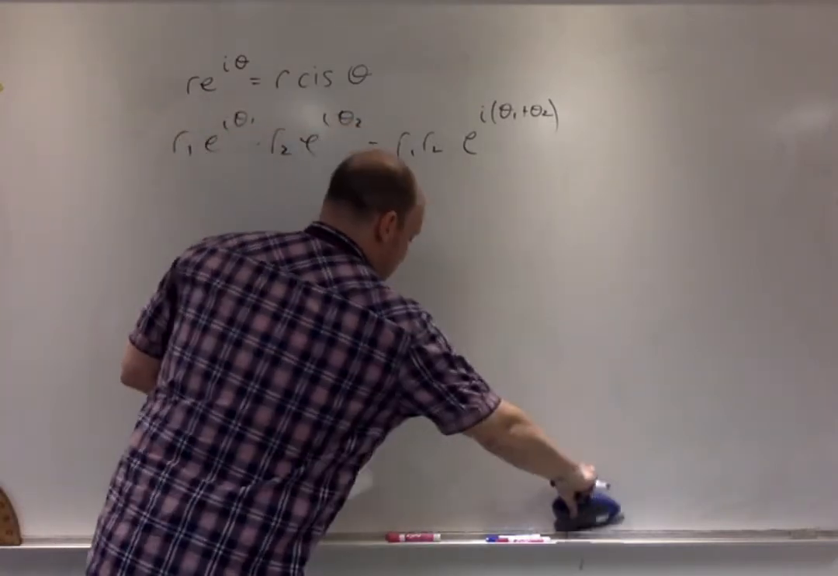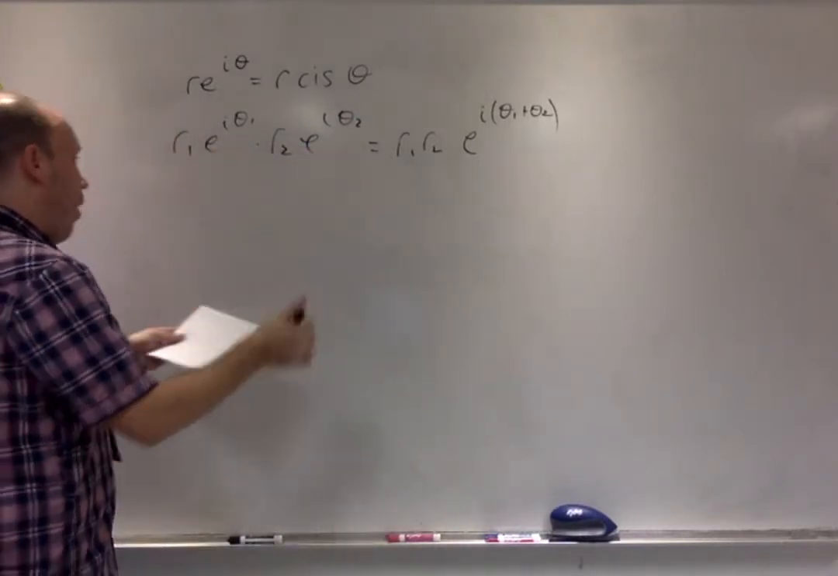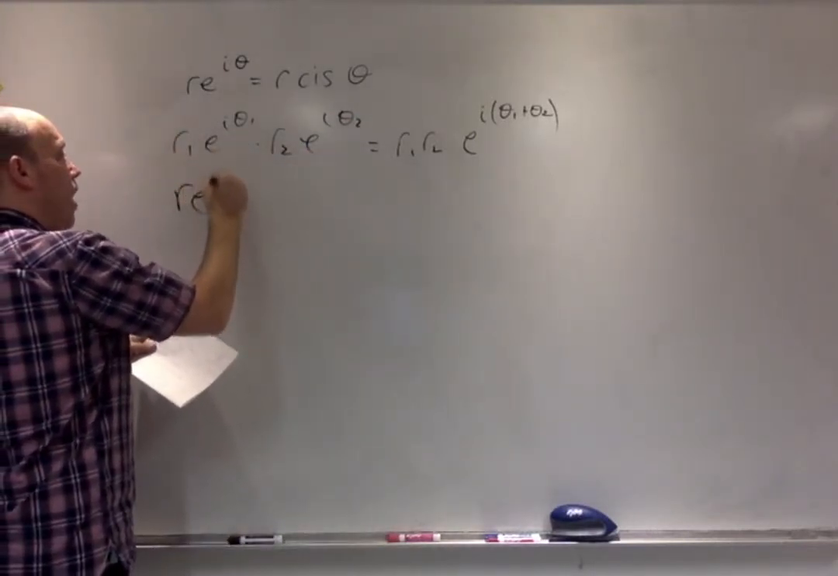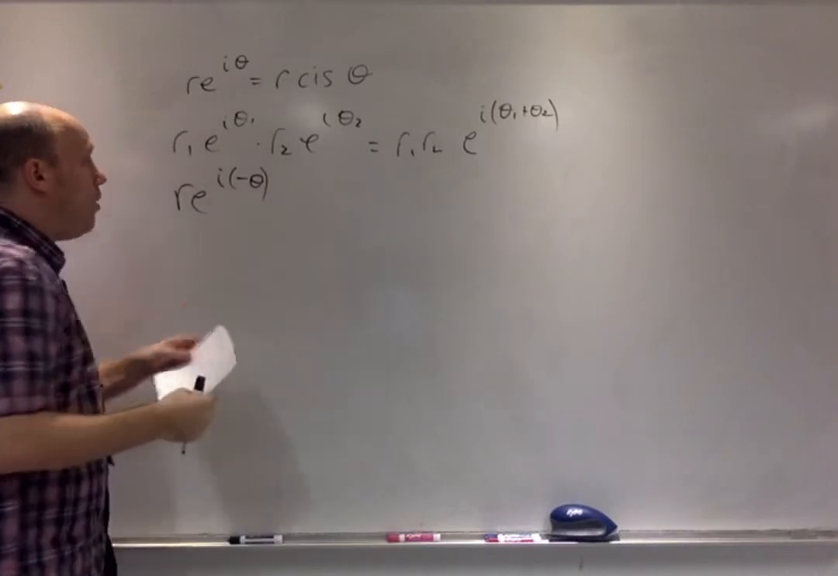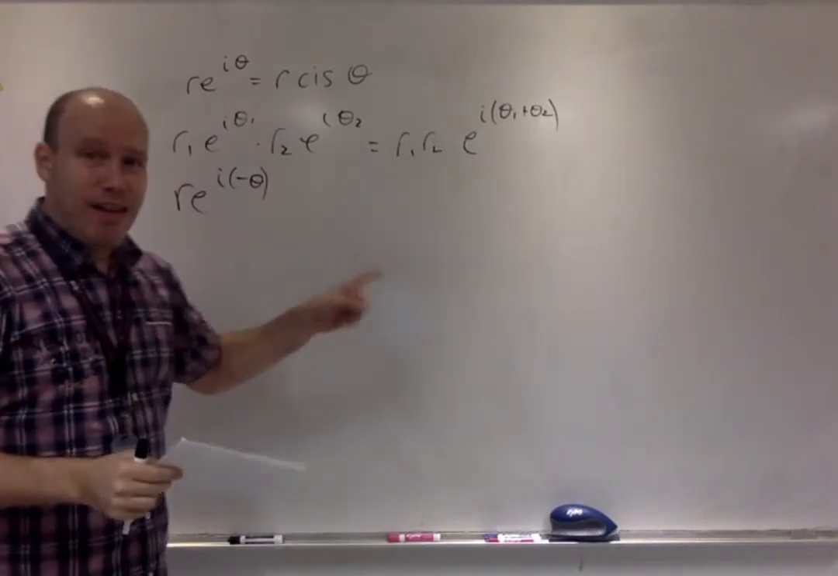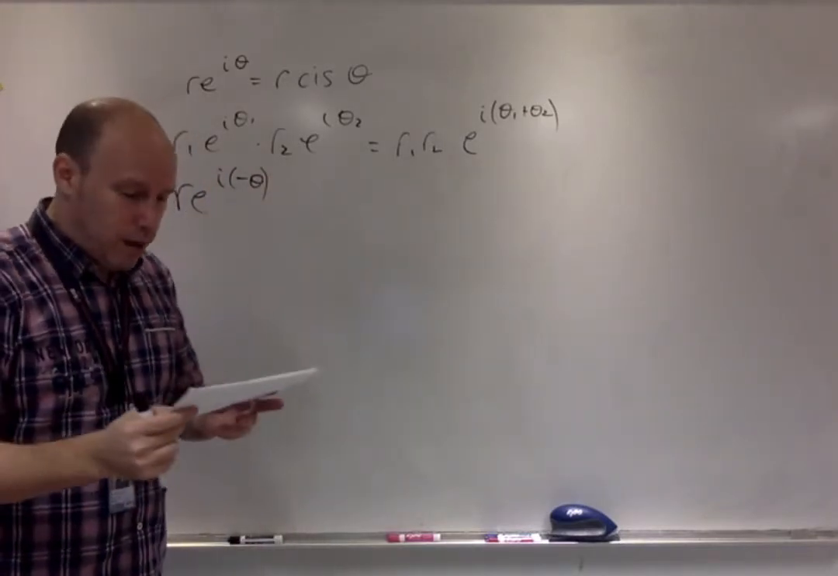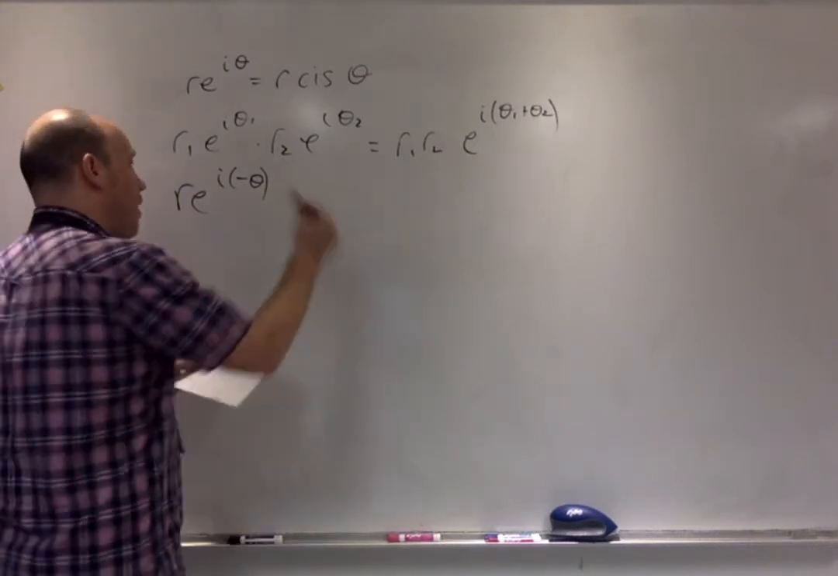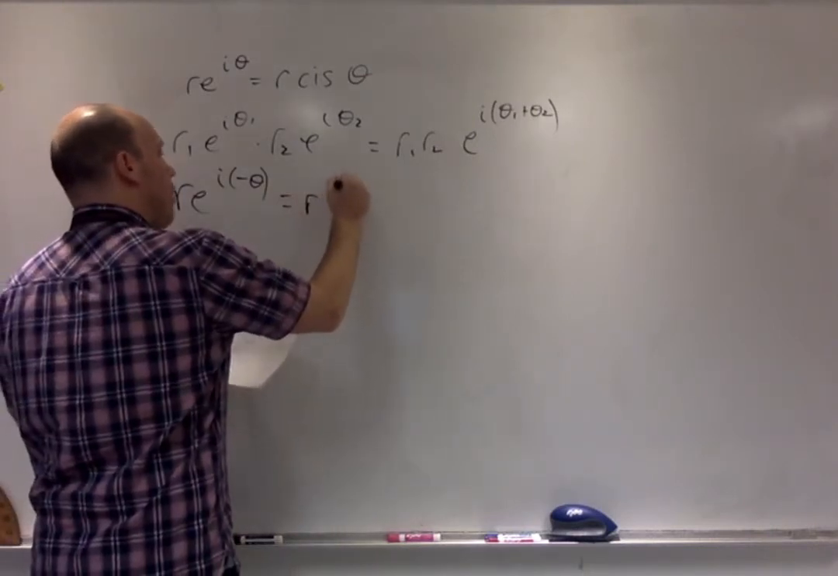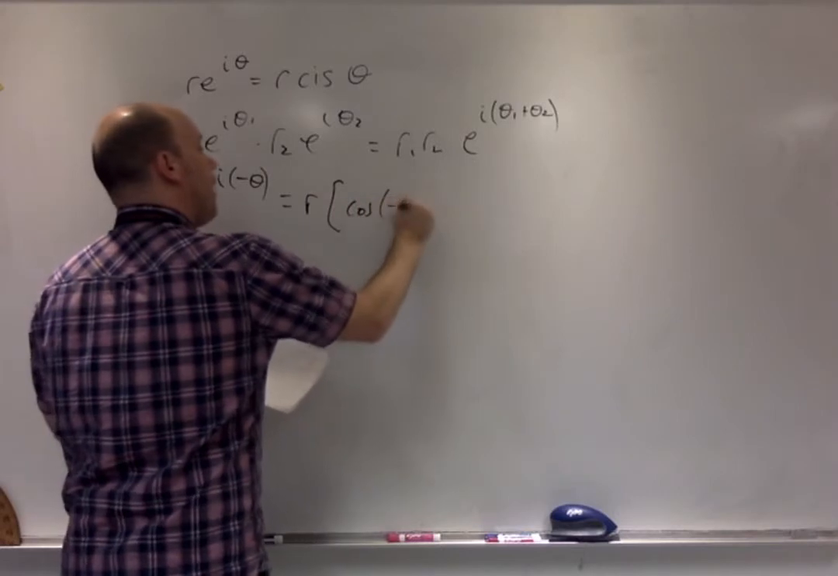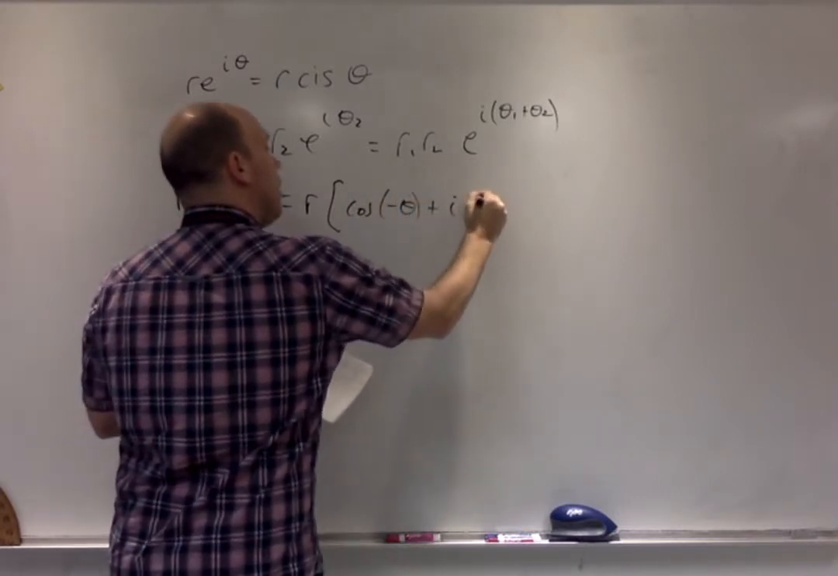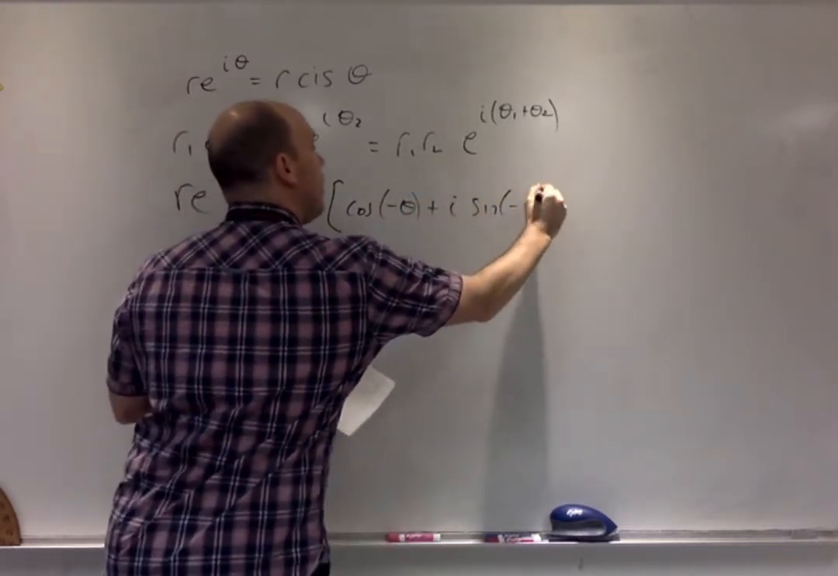What's the next interesting thing we can see? Well, what is r e to the i negative theta? Well, we know this to be the conjugate, correct? And let's just see, yeah, we can see that. It's r, cosine of negative theta plus i sine of negative theta.